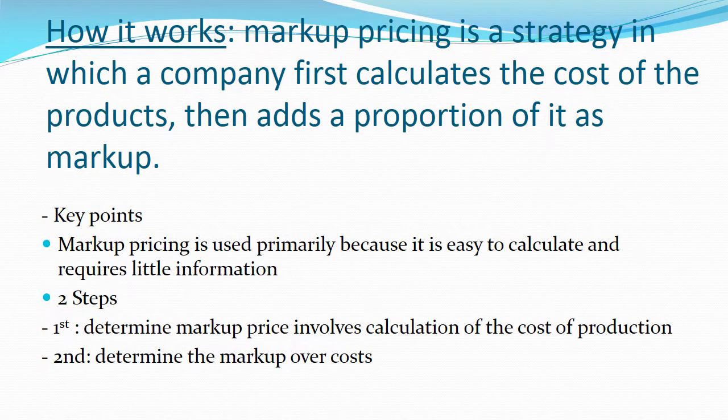So how does the markup pricing strategy work? Markup pricing strategy is a strategy in which a company first calculates the cost of the products, then adds a proportion of it as markup. The key point of markup pricing strategy is that it is used primarily because it is easy to calculate and requires little information. There are two steps here. The first step is determining the markup price, which involves calculation of the cost of production, and the second is determining the markup over cost.